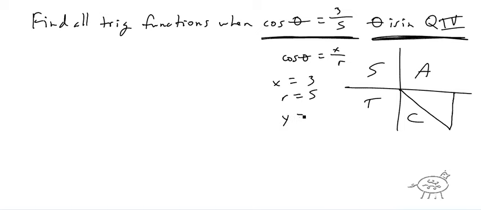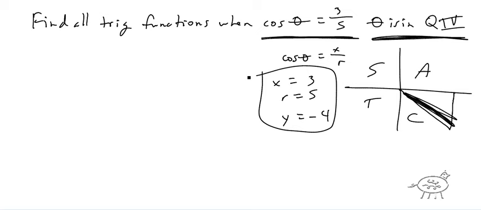Okay, what's y? Well, again, it's based off of this picture here. Right, we're in this quadrant, and isn't y negative here? So this is a 3, 4, 5 triangle. You can use Pythagorean theorem too, but y is negative 4. Okay, so that's really what you need for all this.